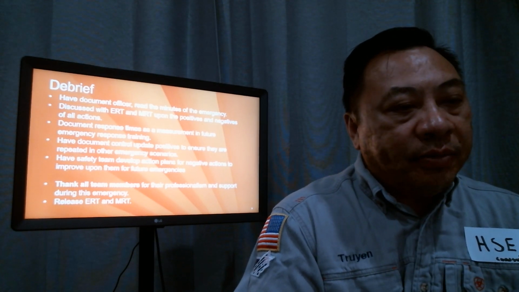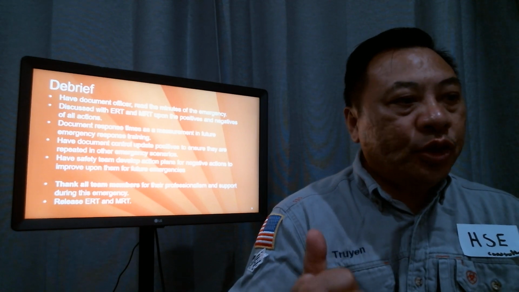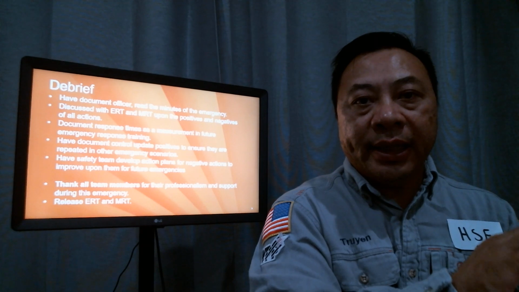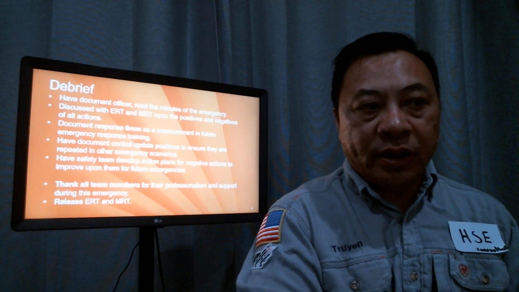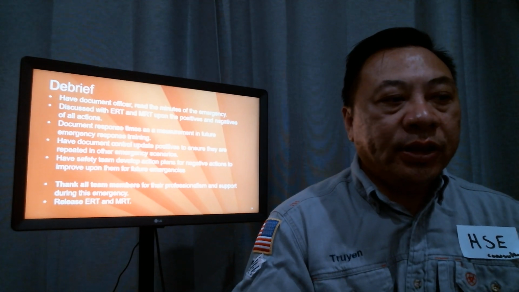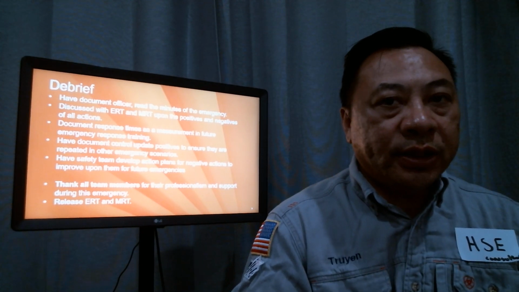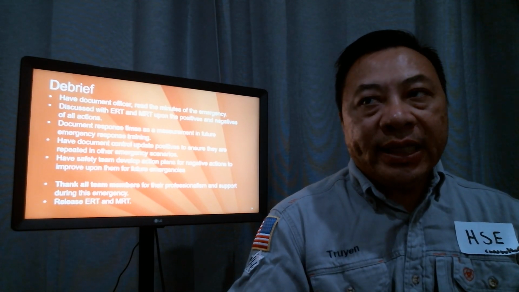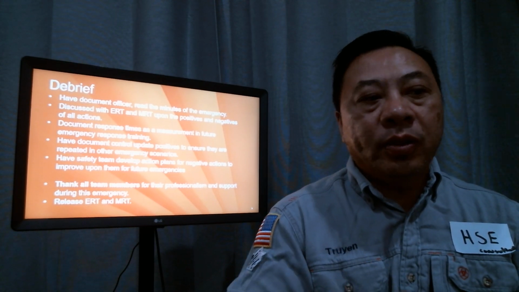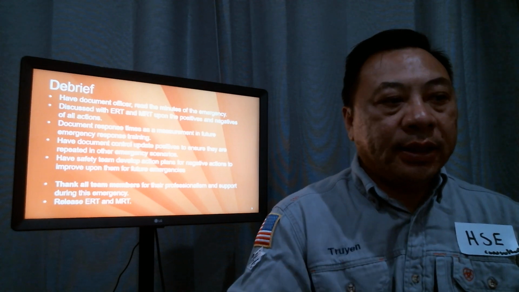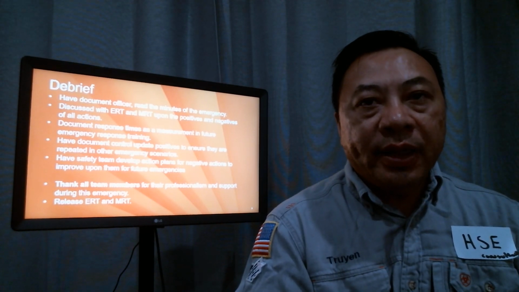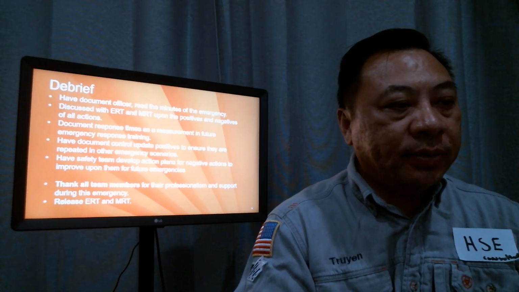All right, we have document control update all the positives to ensure that they are repeated in other emergencies. That includes possibly adding on to the checklist to make sure that we cover everything. Have the safety team develop action plans for negative actions to improve upon them in future emergencies. We will take these negative actions, and when the emergency response teams go to do their training, we would practice against these. Make sure we thank all the team members for their professionalism and their support during this emergency.